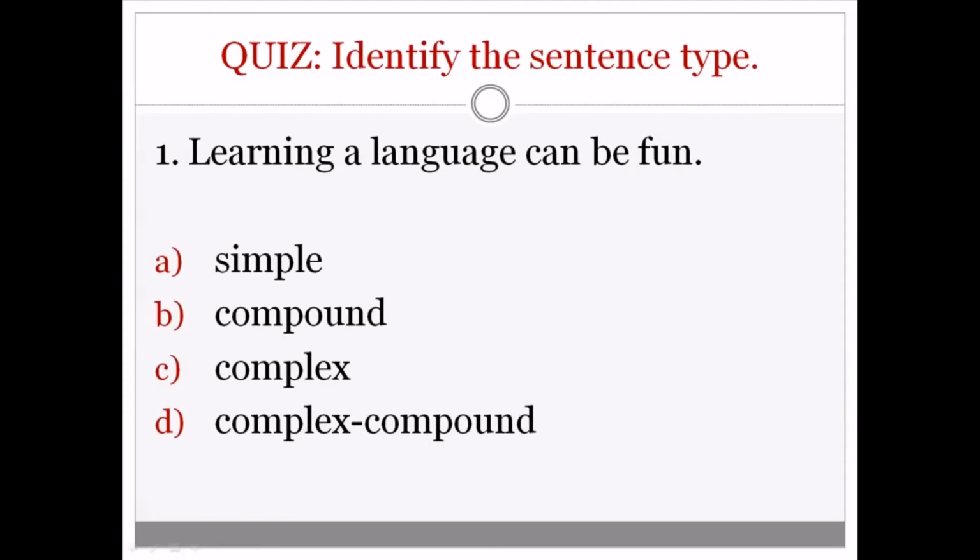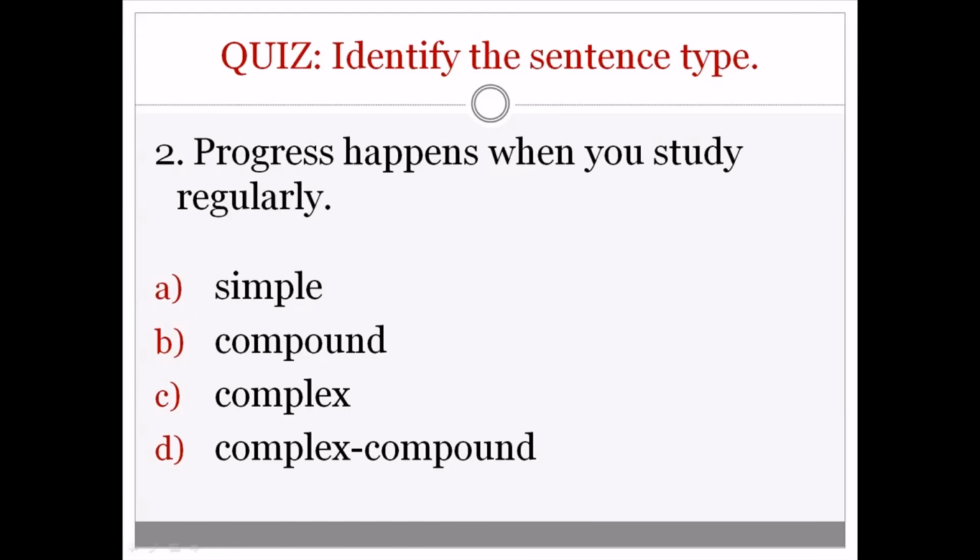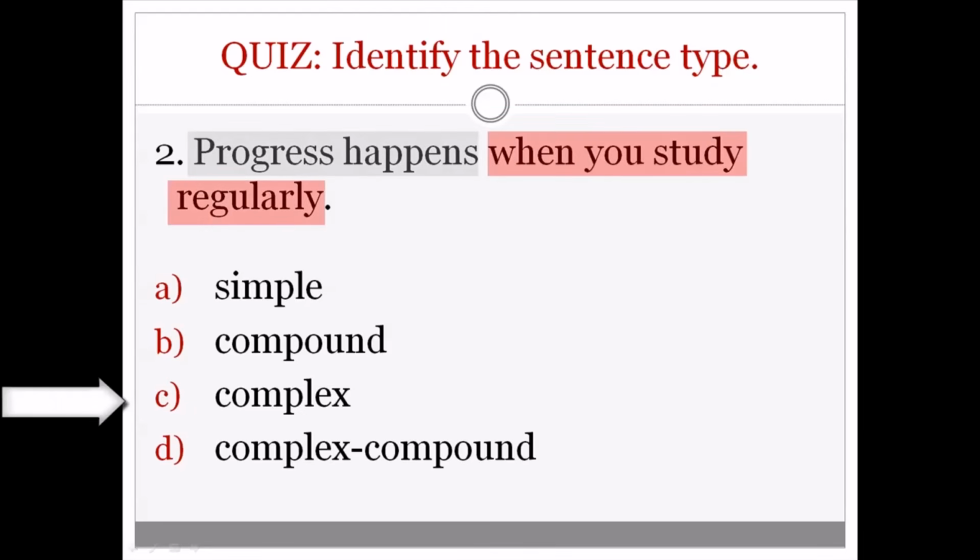Let's use a quiz to review and make sure you can identify the four sentence types. Number 1. Learning a language can be fun. What kind of sentence is this? It's a simple sentence with one independent clause. 2. Progress happens when you study regularly. What kind of sentence is this? This is a complex sentence. We have one independent clause and one dependent clause.